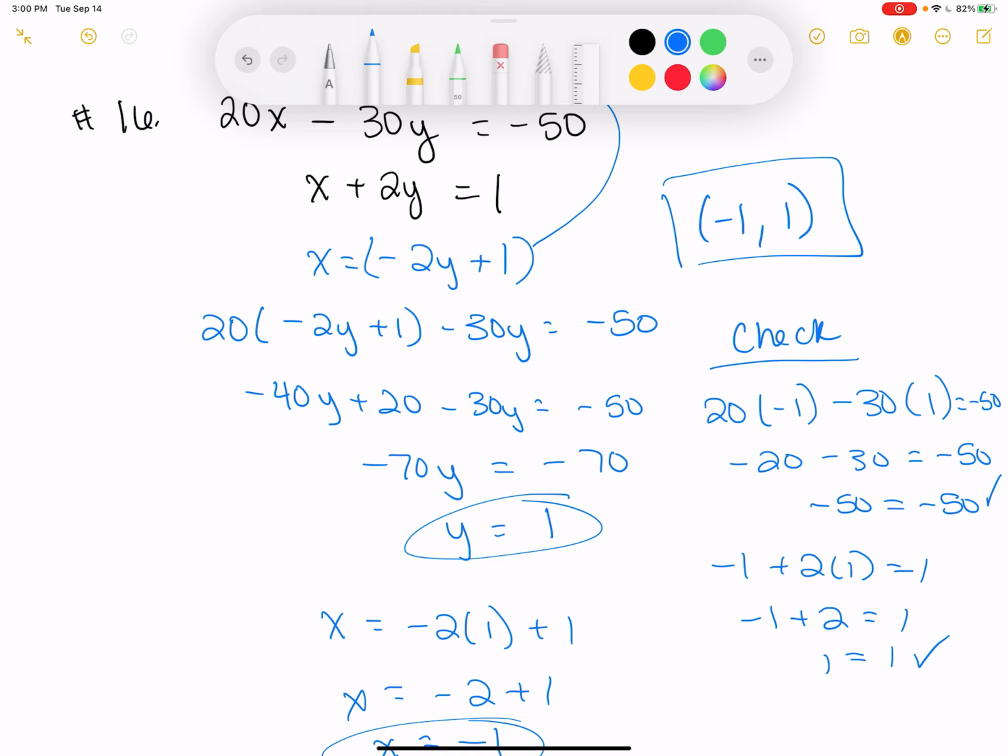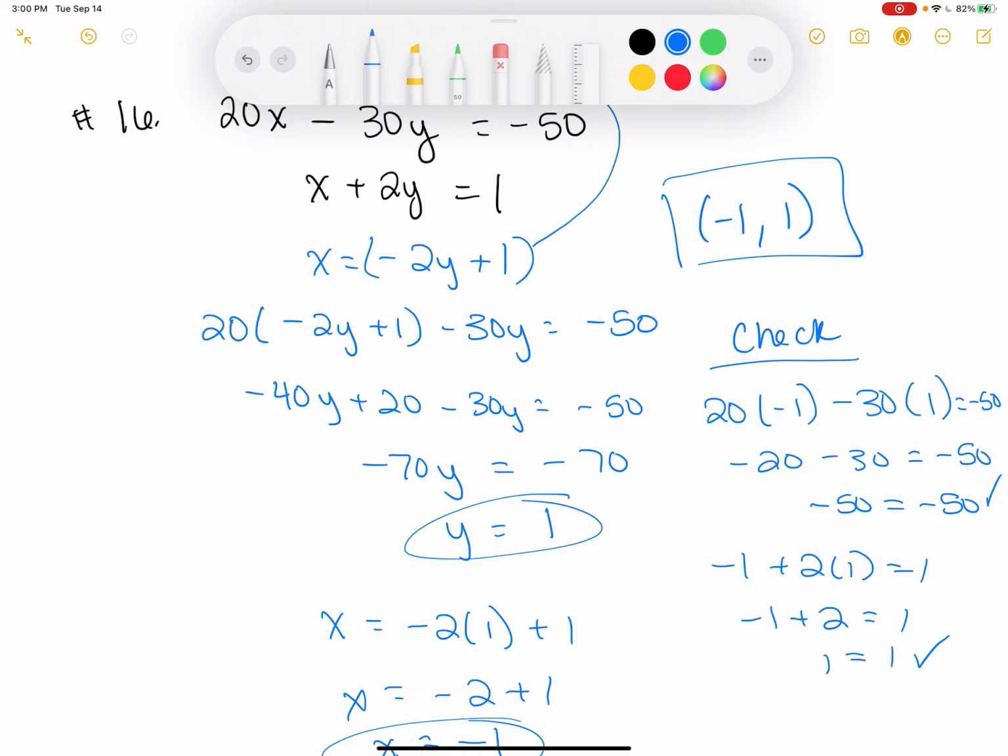Wait, James, we were right. It is negative 1, 1. Oh, okay. It's negative 1, 1. So I think your problem was that you didn't subtract the 2.